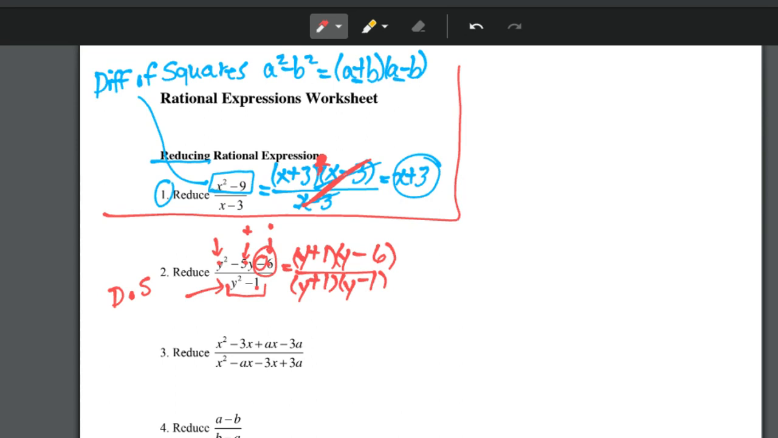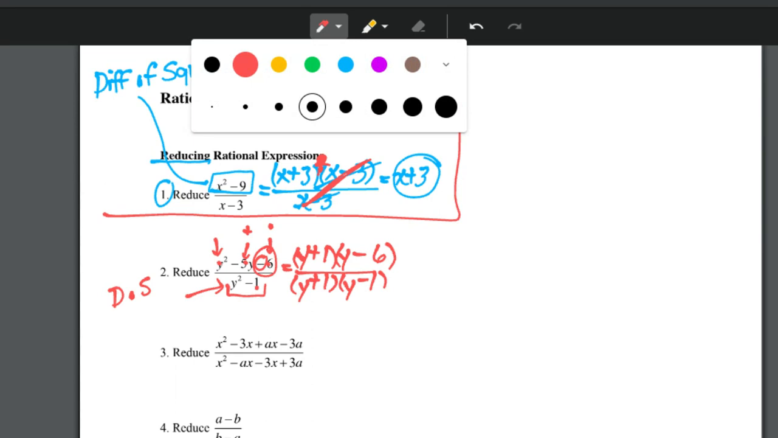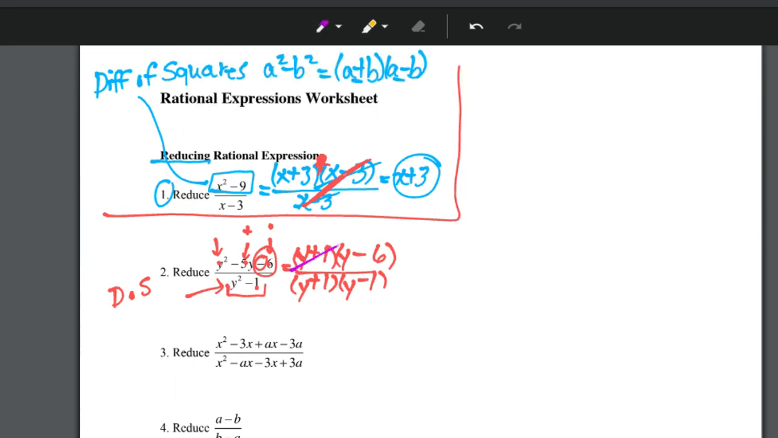I have the denominator factored. Now I'm going to look to see if there are any common factors that I can divide out. I've got a y plus 1 on top, and y plus 1 on the bottom. I'll divide those out, and so my answer is going to be y minus 6 divided by y plus 1.